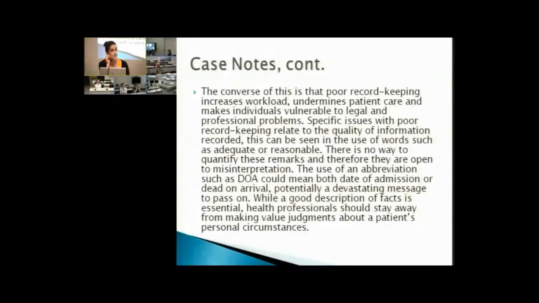And Bob's going to talk to you about the fact that they have the right to request these records. These are their records.